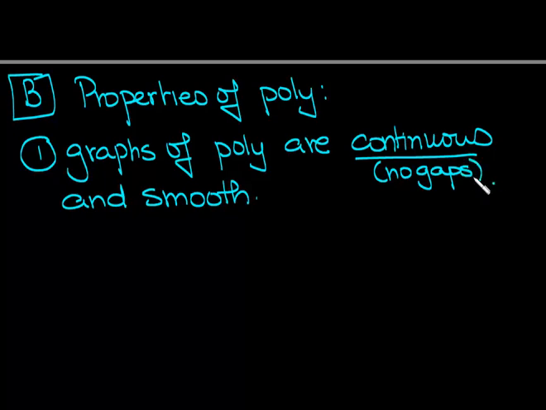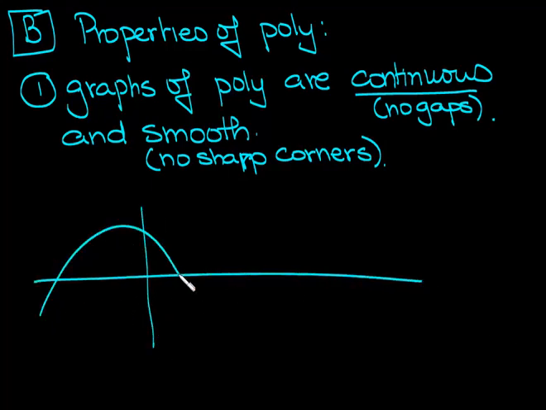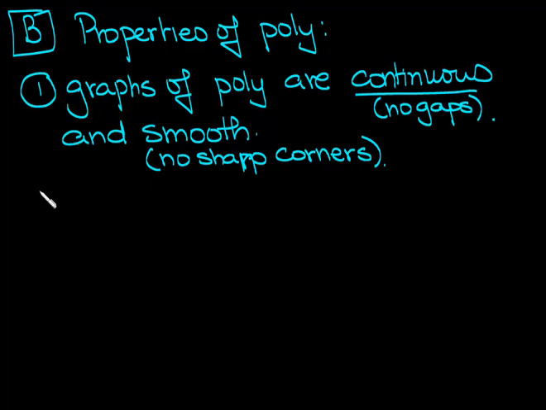Okay, and smooth, that means no sharp edges. I shouldn't say edges, but corners is more correct. So that's one thing that's very nice about polynomials. So basically, what does that mean? Polynomial graphs just roll. They just roll because they're nice and smooth and they're continuous. So they just roll.